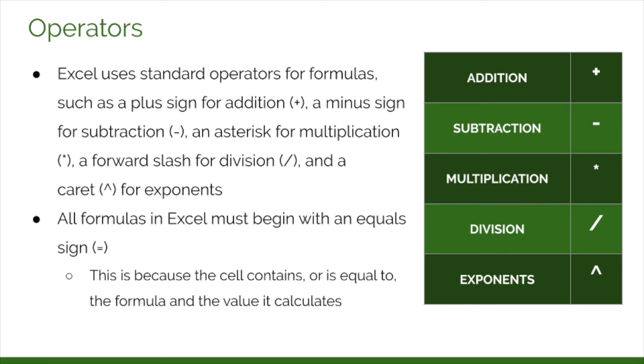When working in Excel, it's important to know all possible operators. Excel uses standard operators for formulas, such as a plus sign for addition, a minus sign for subtraction, an asterisk for multiplication, a forward slash for division, and a caret for exponents. All formulas in Excel must begin with an equal sign. This is because the cell contains, or is equal to, the formula and the value it calculates.